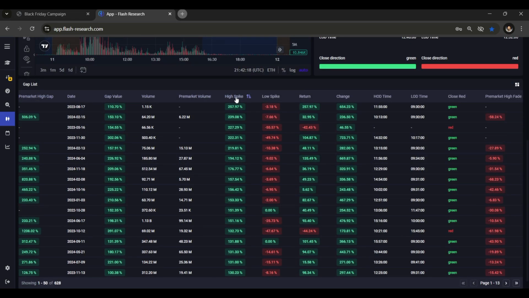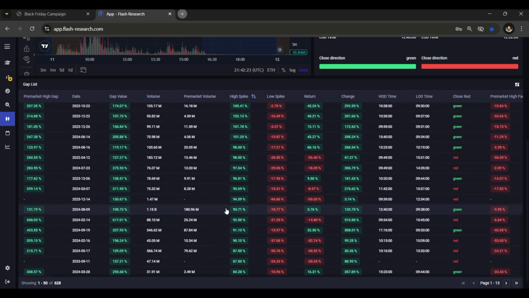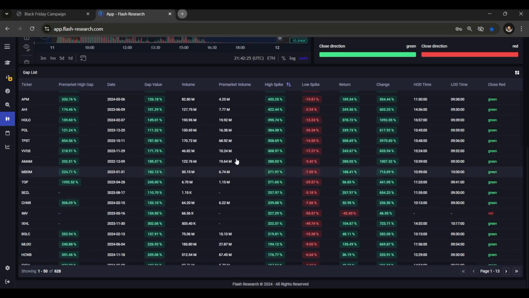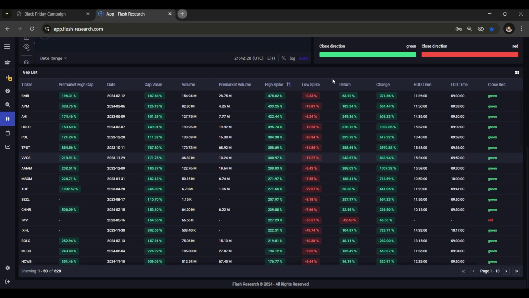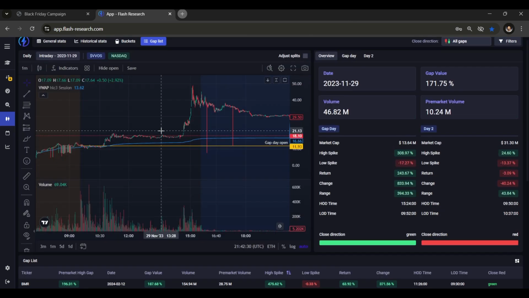High spike, show me the highest high spike. Boom, I got here the list of the highest spikers of this list. I can see every chart. Boom, I got the chart. It's easy, it's fast, it's concise.